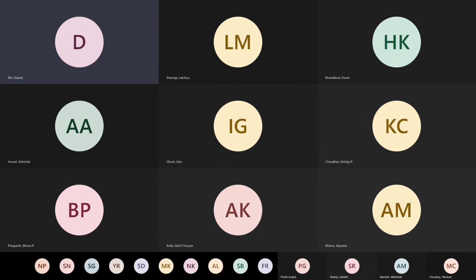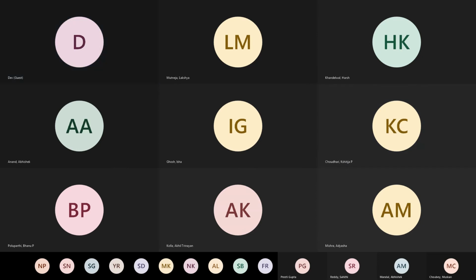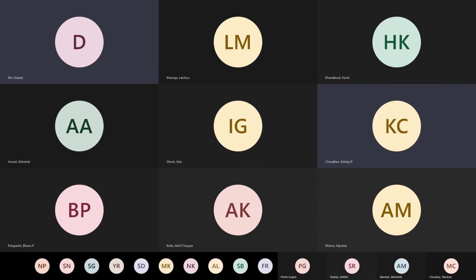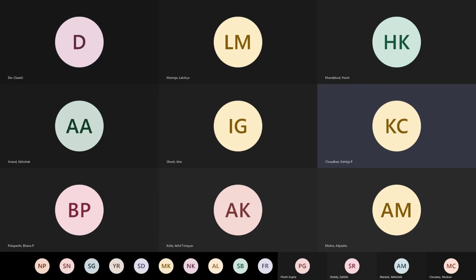So, Kshitija, right? Yeah, Kshitija. What do you mean by resource group? Most likely, my understanding is it's a group where the resources that you will be needing are allocated.